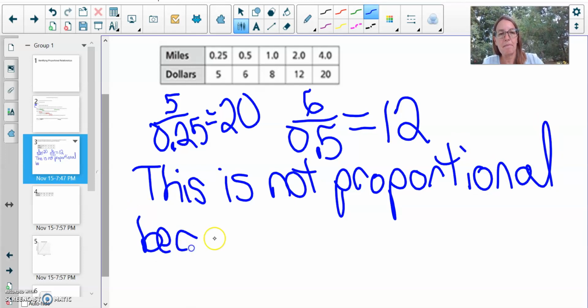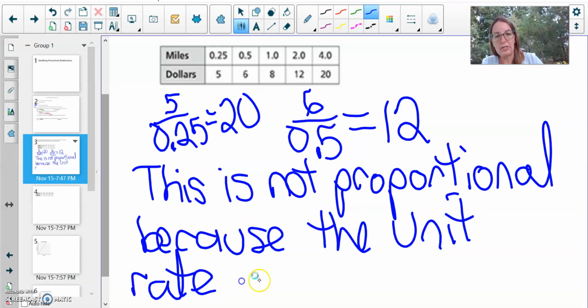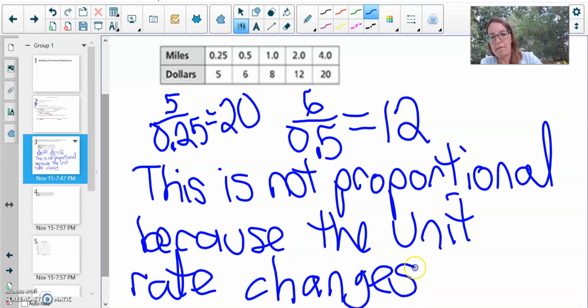Because the unit rate changes. Okay, so as soon as you see the unit rate changes, you don't have to check the other columns, and you can say that it's not proportional.